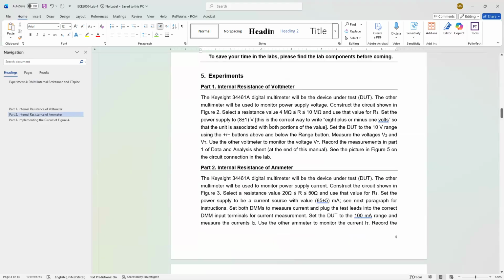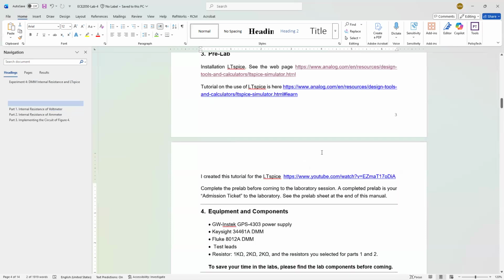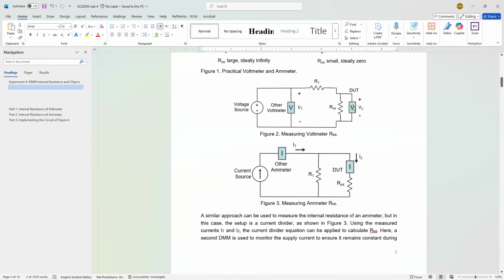Some details are here. The first part of the experiment, guys. Number one, you have two different meters. From the previous labs you already learned how to use them. Here I want to measure the internal resistance of this meter, Keysight. This is the one you have to put here in the voltmeter, and the other meter used in the previous lab should be here.